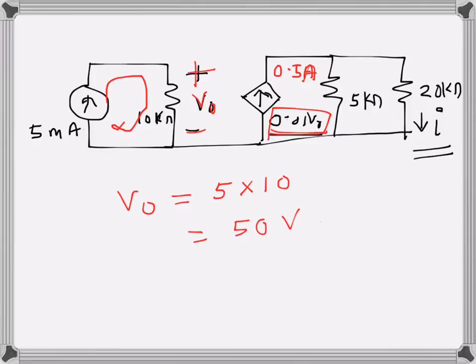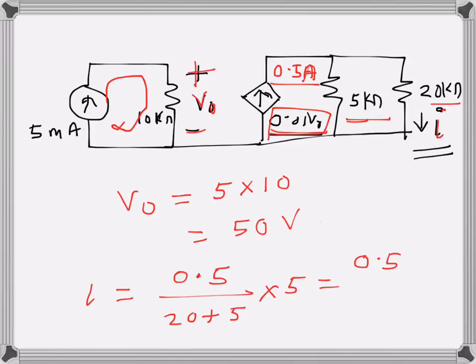Now we need to find what is the current I here through the 20 kilo ohms resistance. So we can see this current, 0.5 amps or 500 milliamps, will pass through two parallel branches. So we can apply the current divider rule and I will become 0.5 over 20 plus 5, the sum of both the parallel paths, multiplied by the other, so multiplied by 5. So this is 0.5 times 5 over 25, so it becomes 0.1 amps or 100 milliamps.